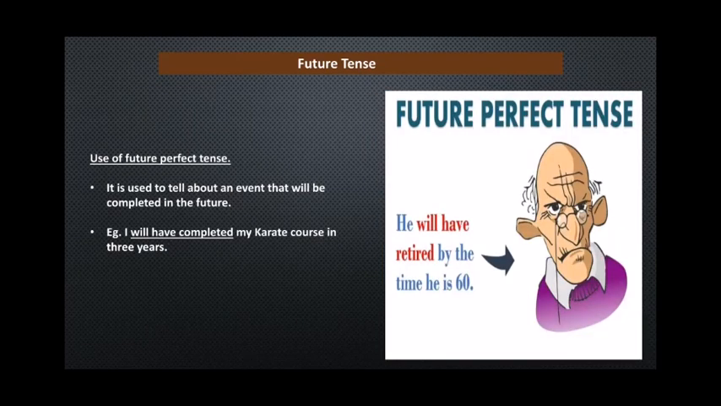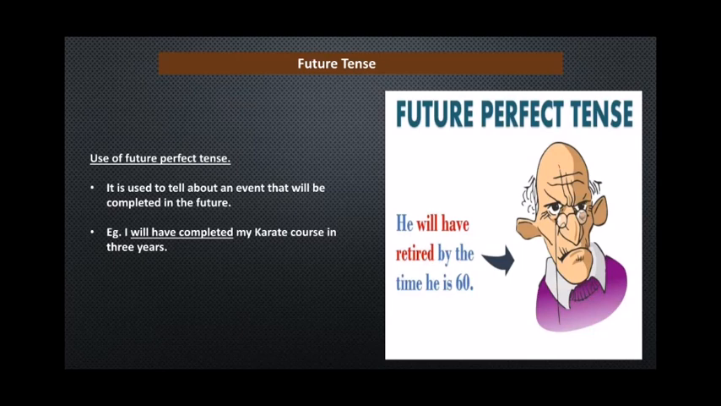Next, we will do use of future perfect tense. Let's see the use. It is used to tell about an event that will be completed in the future. Example, I will have completed my karate course in 3 years. So, will have completed is the future perfect tense.